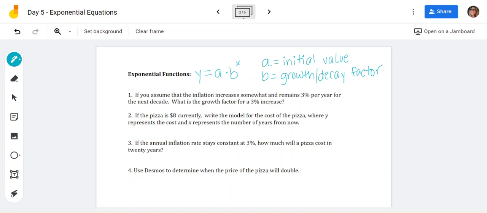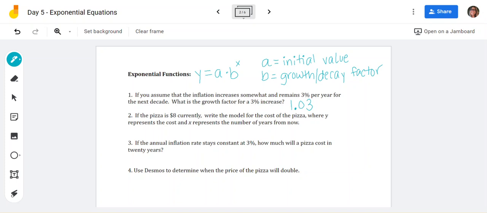So, if you assume that inflation increases somewhat and remains 3% per year for the next decade, what is the growth factor for a 3% increase? We would add that 3% to 100%, which would give us 103%, which is 1.03 as a decimal, so that would be our growth factor.